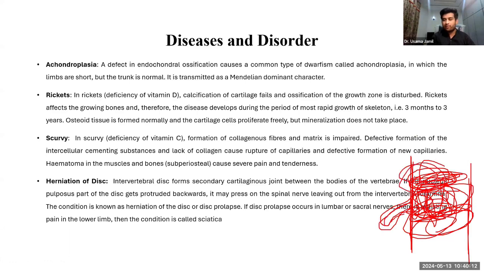This is vertebra number one, this is vertebra number two, and this is the disc present between the two vertebrae, and this disc sometimes slips away and compresses nerves, which causes severe pain in our legs, which is called sciatica. That pain might radiate to the lower limbs, or it might be localized pain in our lower back. So this is caused by the herniation of the disc.